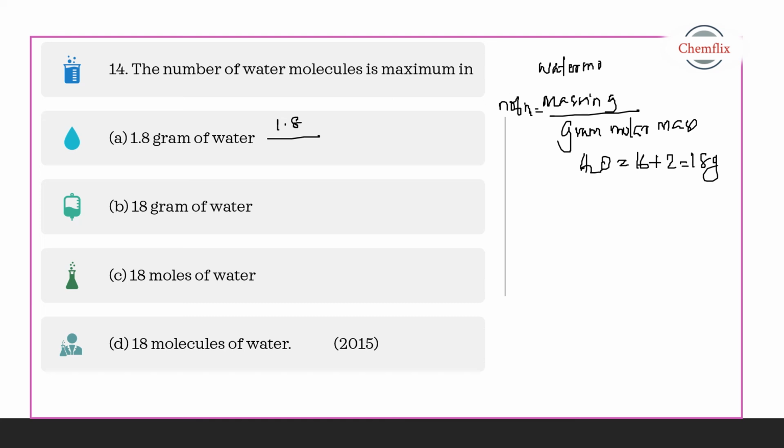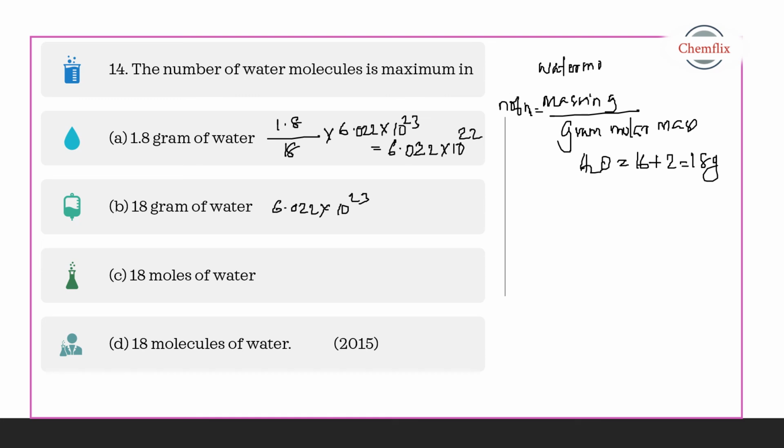So here, 1.8 gram means 1.8 divided by 18 into 6.022 into 10 to the power 23. That is equal to, 1.8 divided by 18 is 10 to the power minus 1. That is 6.022 into 10 to the power 22 will be the answer. Now 18 gram of matter means 6.022 into 10 to the power 23 itself.